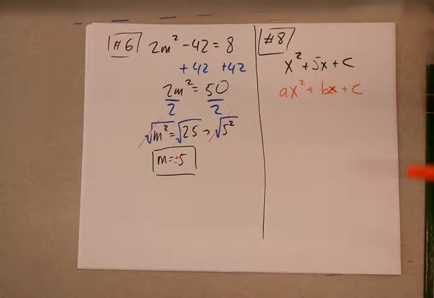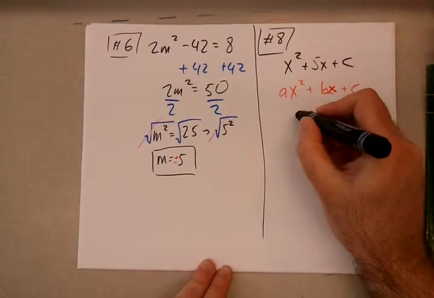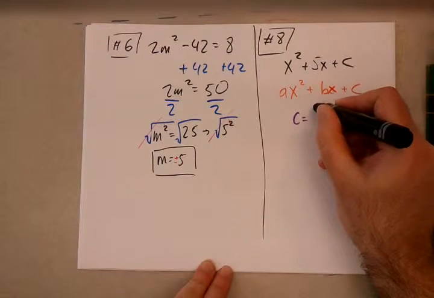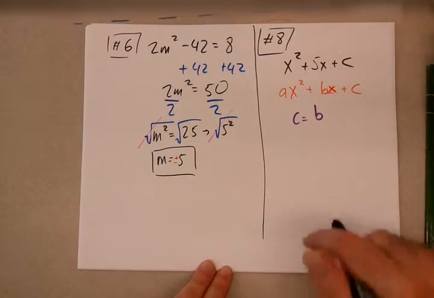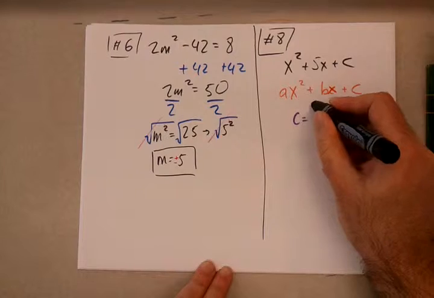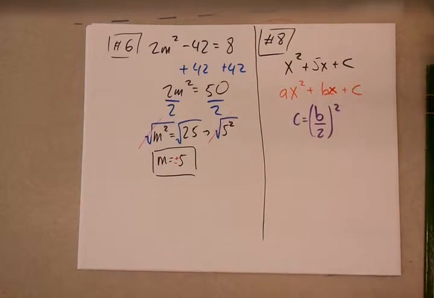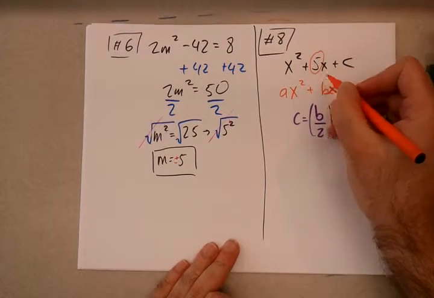Now in our problem we're missing that last part. We're missing the c. So how do we find c? Well, there's a formula that goes like this. c equals b, which is this b right here, the middle term in that problem, divided by 2, then all taken to the second power. Alright, so in this case the b is a 5. So that's our b.